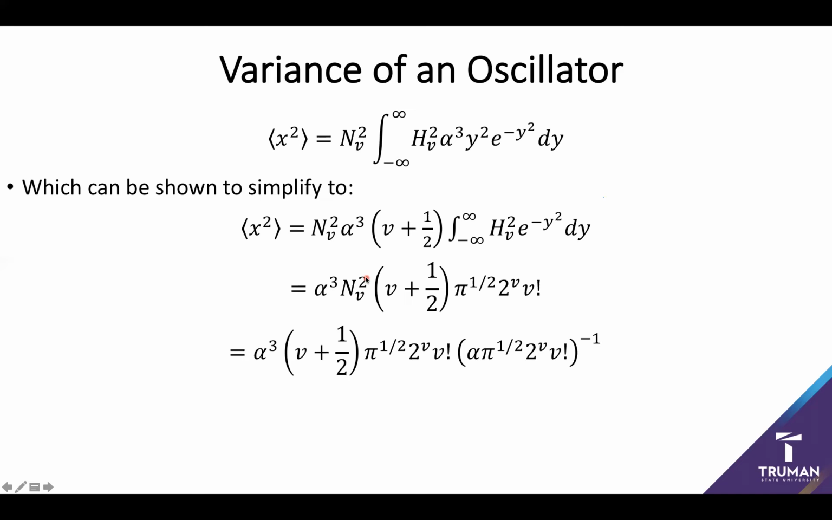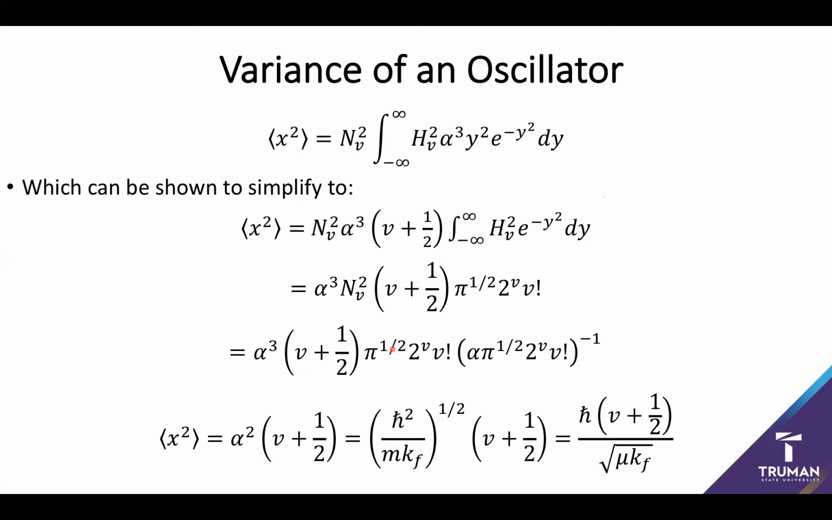So we're going to start to see a lot of terms cancel out when I put in my normalization constant. One of the alpha terms is going to drop out. The 2 to the v and the v factorial also drop out, as well as the pi halves. So we're left with an actually rather simpler expression for the variance. So this is just going to be alpha squared times the vibrational quantum number plus 1/2. All right, that doesn't look too bad.